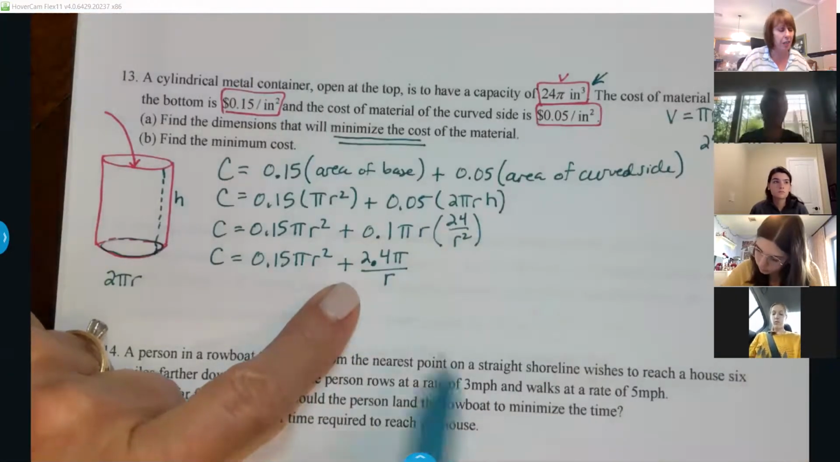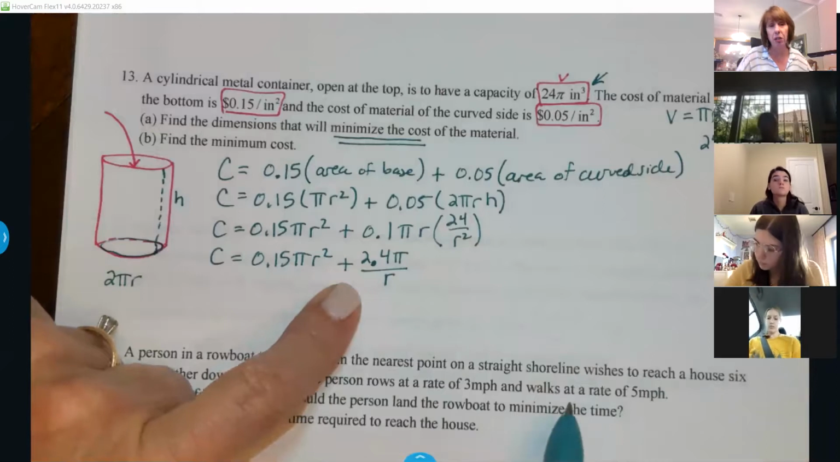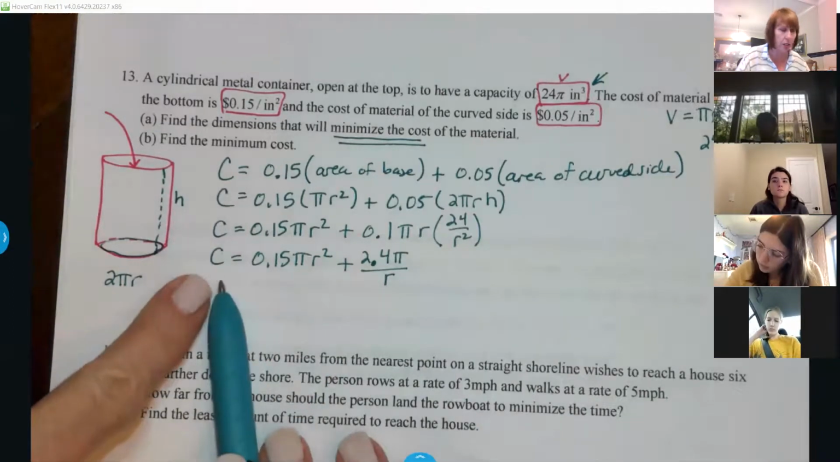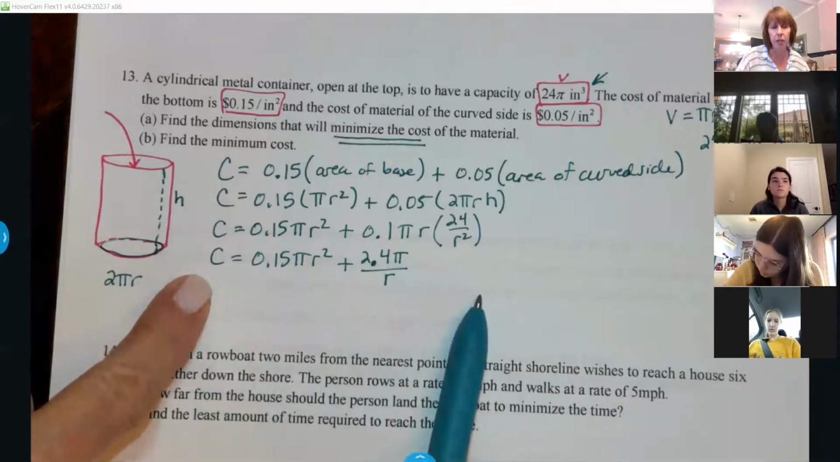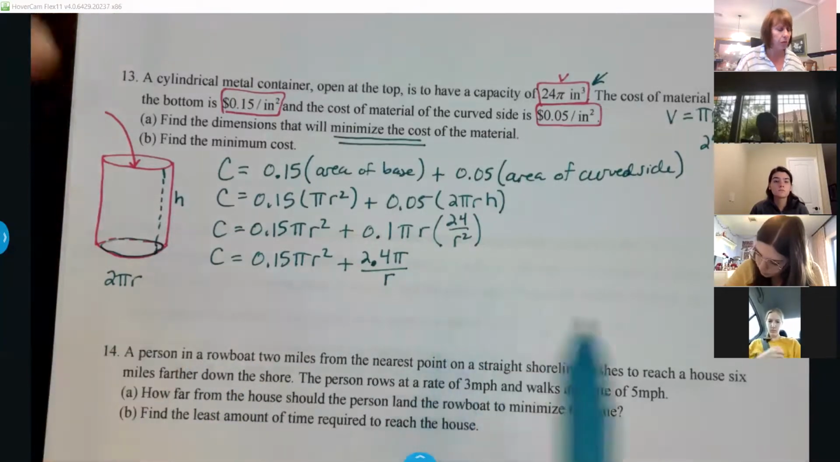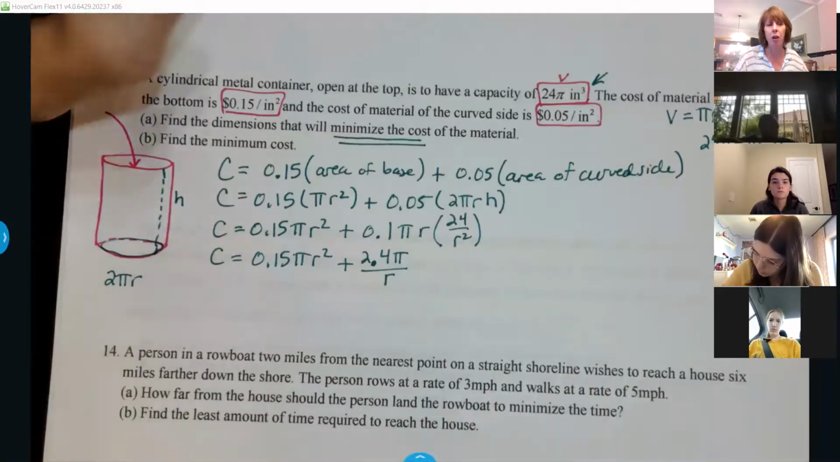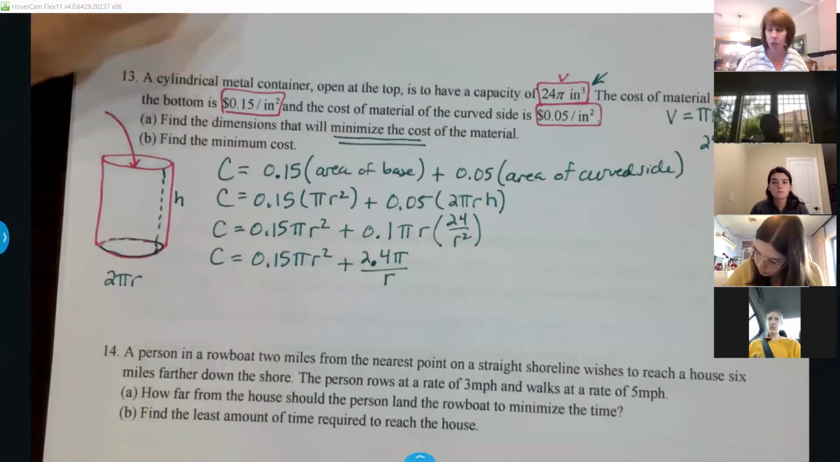So that just means I need to check to make sure I know what's going on at the end. I'm always going to take the derivative. I'm going to set the derivative equal to 0. And then I need to consider my endpoints and what's going on, okay? So it's time to take a derivative here.